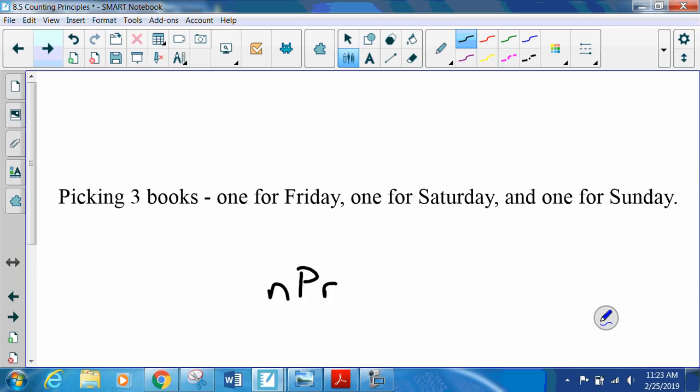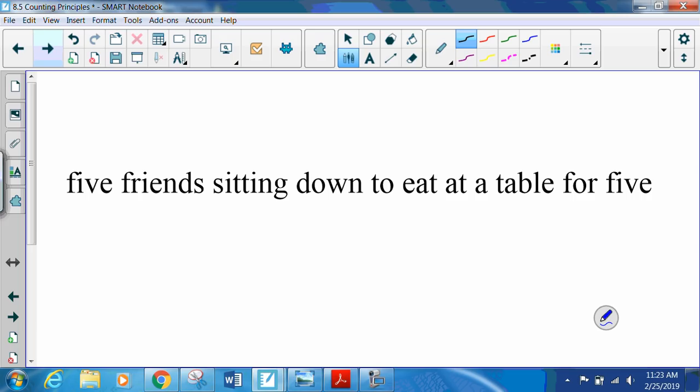I'm hoping that this is helping you see the difference between nCr and nPr, because once you read these problems and you can commit to either nCr or nPr, then it's just picking up the calculator and plugging the numbers in. All right, 5 friends sitting down to eat at a table for 5. All right, that's right. Order does matter.